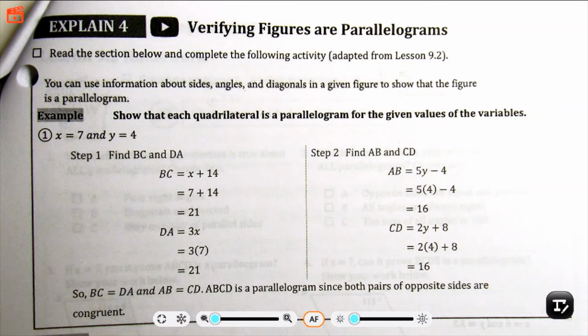So notice that these two angles are not congruent to each other. This one is 74 and this one is 106, but these two are supplementary. So if you add up 74 plus 106, so 106 plus 74, we end up getting 180 degrees. So this proves that this is a parallelogram.